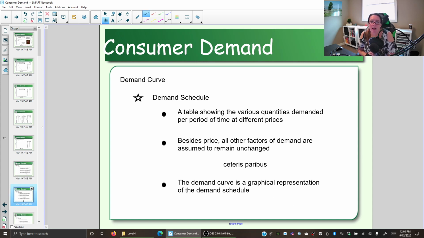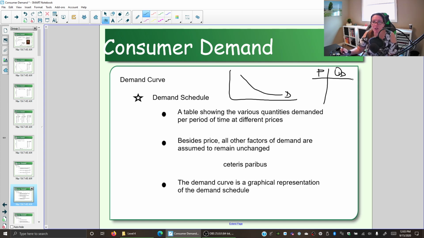When we look at a demand schedule, that table, we are changing only the price. Whether you're looking at the graph or the demand schedule table, the only thing we are changing is the price. We are holding everything else constant. Now, what is the Latin term for holding everything else constant? Remember, that's ceteris paribus.